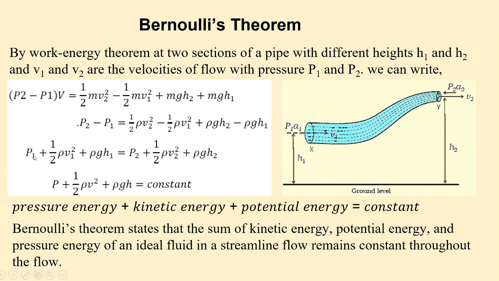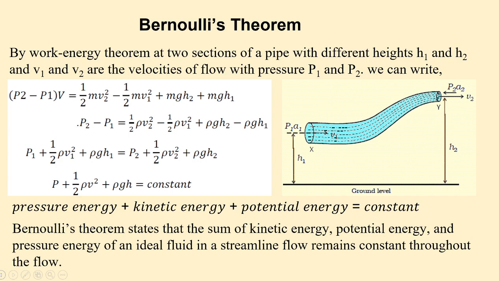So we can come to the conclusion that the terms, that is pressure energy, P plus half rho V square plus rho g h, equal to constant. That means the sum of the pressure energy and the kinetic energy and the potential energy is equal to a constant. And this is Bernoulli's theorem.